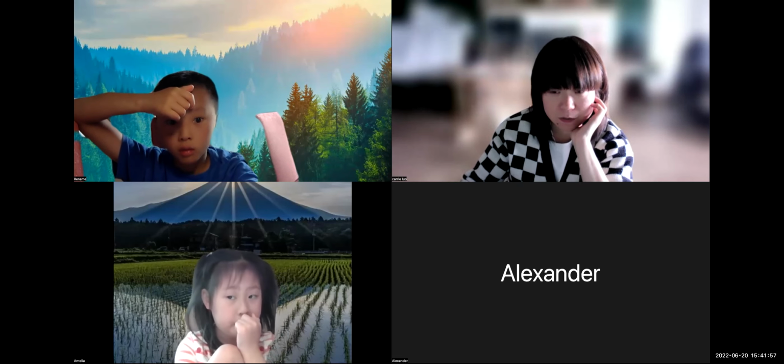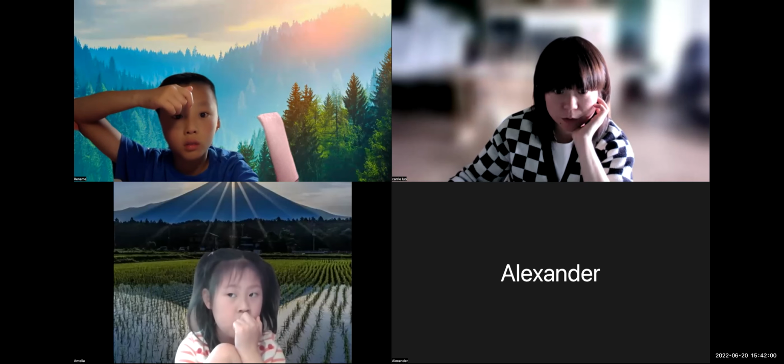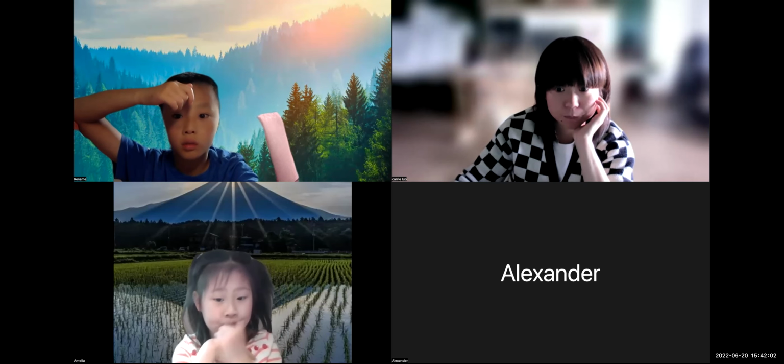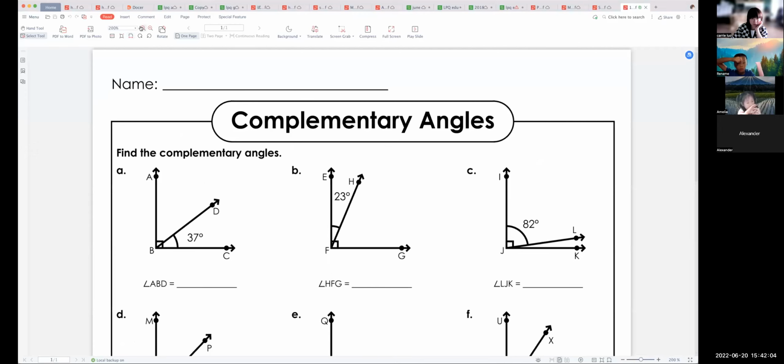Okay, so today we're going to continue learning something about angles. Everybody, let's take a look at this one. I don't know if you remembered, I have told you, if you have a little square here, that means this angle is called a right angle. Not rectangle, it's called right angle. Right? Can you tell me what is the degree of a right angle?